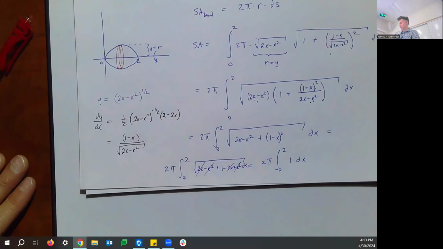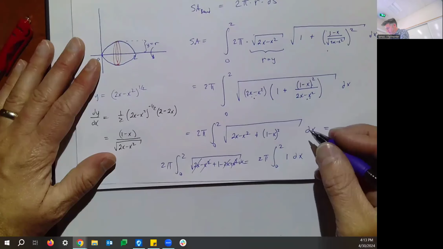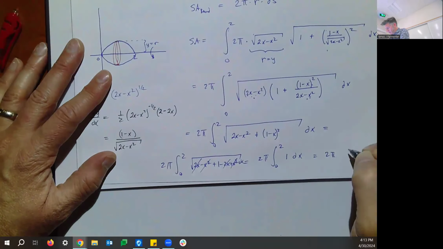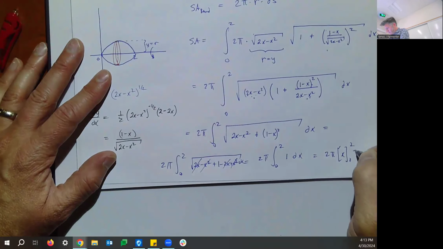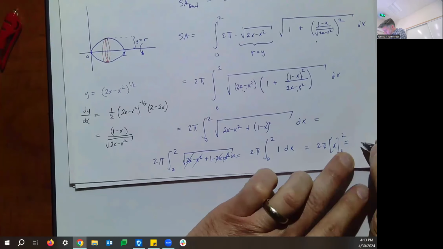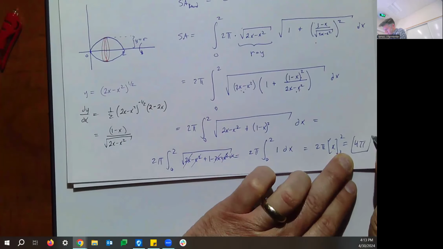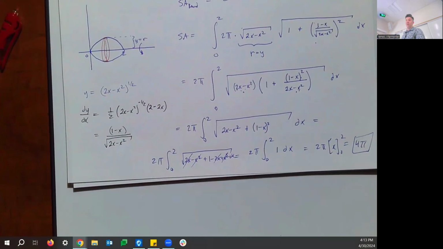So if you persevere, sometimes the integrand becomes super duper simple. And that's just going to be 2 pi times x evaluated from 0 to 2, which is just 4 pi. Sometimes they turn out really nice. Sometimes they're terrible.